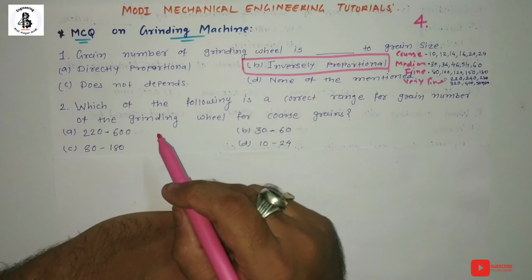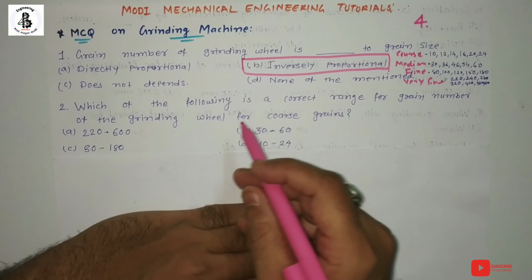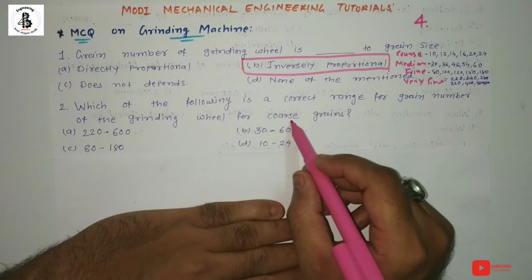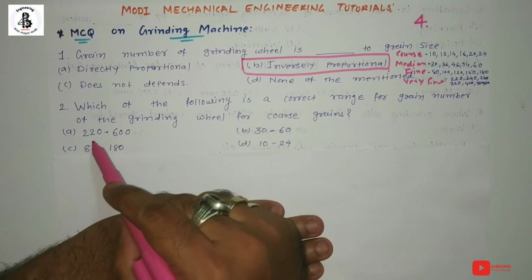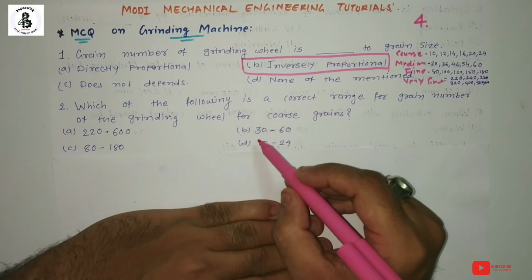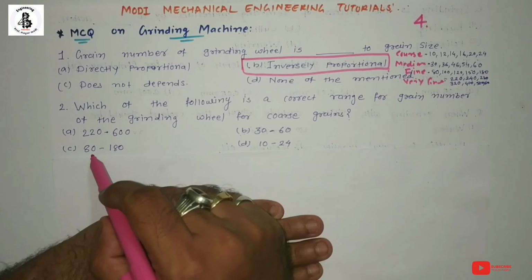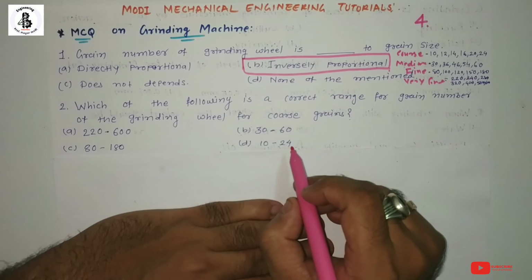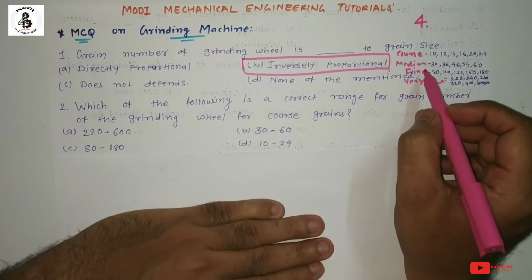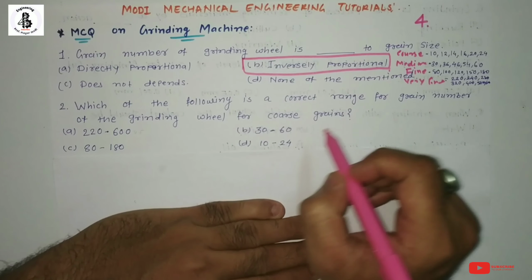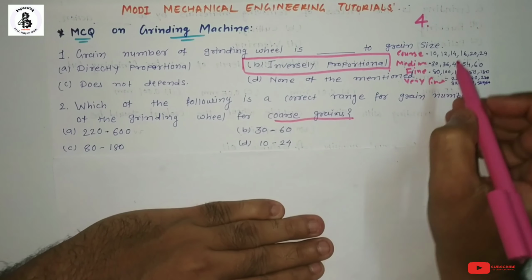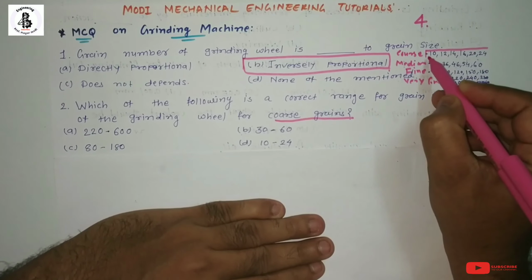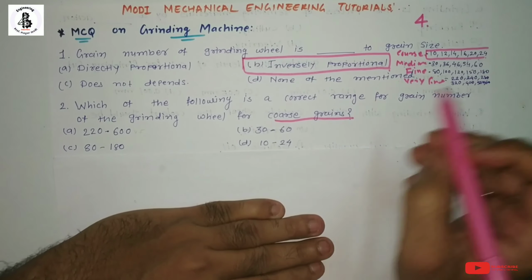The next question. Which of the following is a correct range for grain number of grinding wheel for coarse grain size? Option A 220 to 600, option B 30 to 60, option C 80 to 180 and option D 10 to 24. As we already discussed in the last question, for coarse grain size it will be 10 to 24.